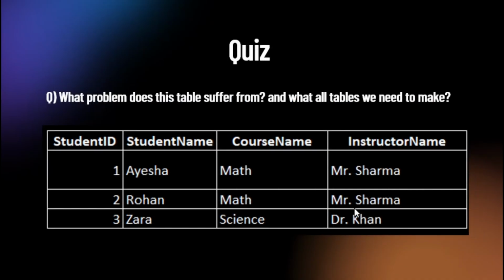Here again, we are with the quiz. This is the question. What problem do you think this table suffers from? And what tables do we need to make in order to normalize the data? Kindly pause this video, get your answers, and then resume the video to match them with mine. Okay, if you're ready with your answer, allow me to present.